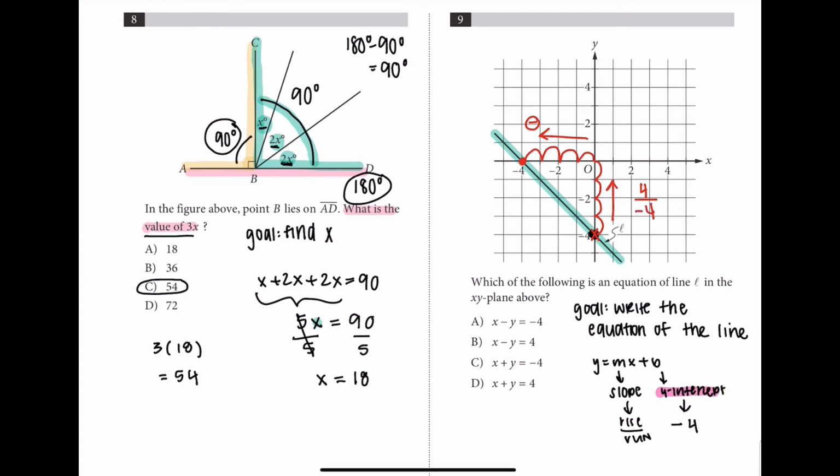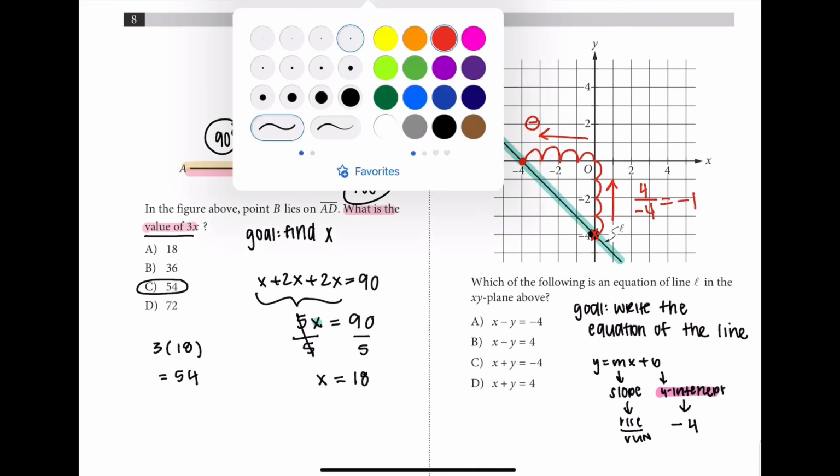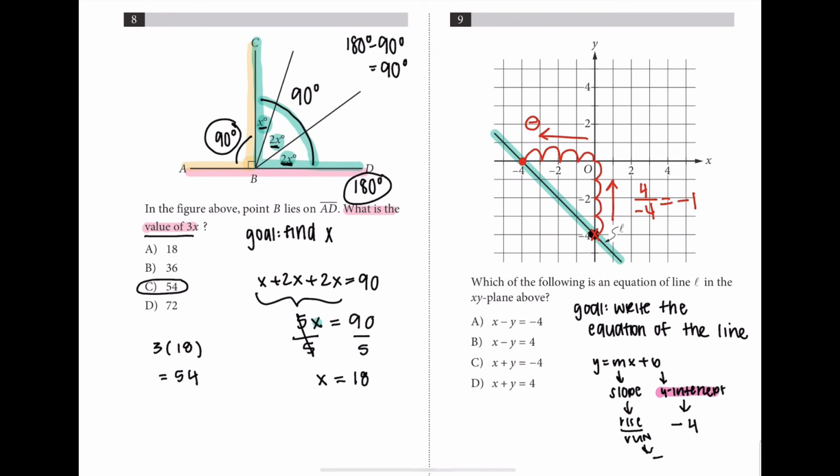And now I'm back on the line at a point, -4. So my slope is 4 divided by -4, which is -1. So now I know that my slope is -1. And if we rewrite this, we get y equals, remember, -1 times x is just going to be -x. And then our b, our y-intercept, was -4, so I'm going to write -4.